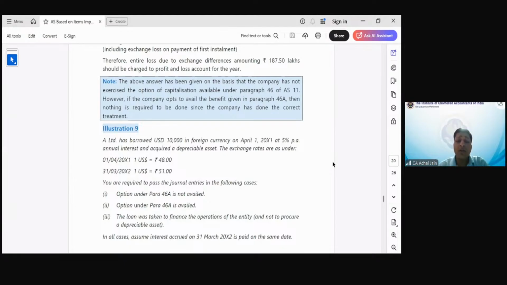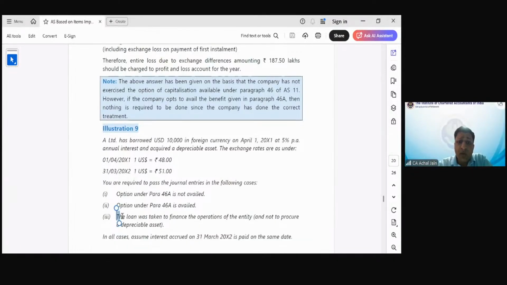A Limited borrowed 10,000 in foreign currency on 1st April X1 at 5% per annum annual interest and acquired a depreciable asset. Now, a depreciable asset has been acquired. So in this case, this foreign currency loan, you are required to restate. It's a foreign currency loan. So if that is outstanding at the year end, it's required to be restated.